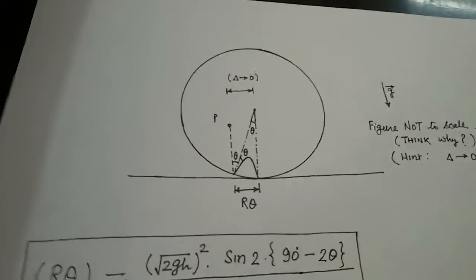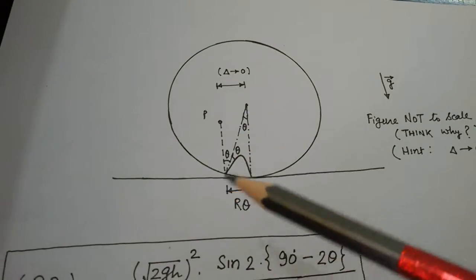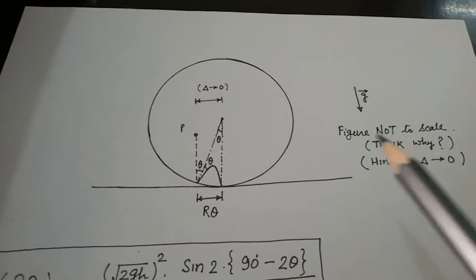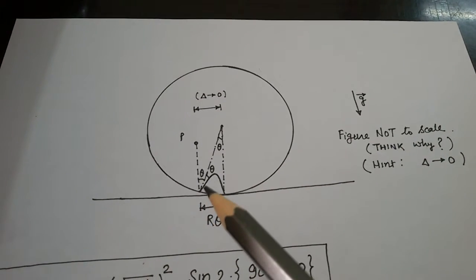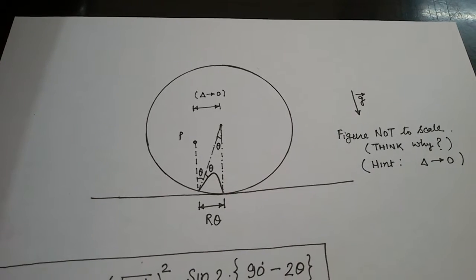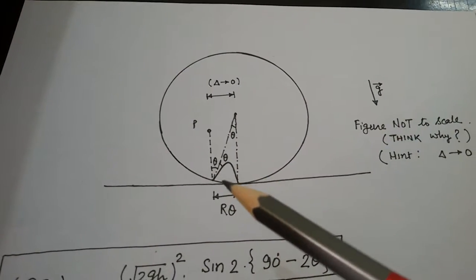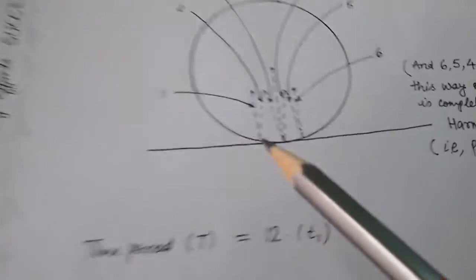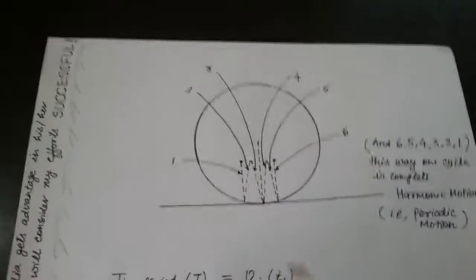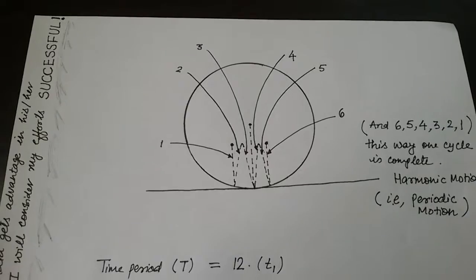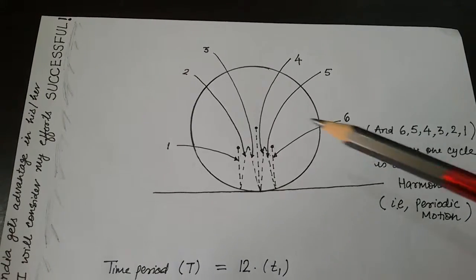in previous analysis, this ball goes like this. Why is this figure not to scale? Because this projectile motion will not be this small. Actually, this projectile motion will be like this. Dear students, focus. This concept is very important. This projectile motion will be like this.